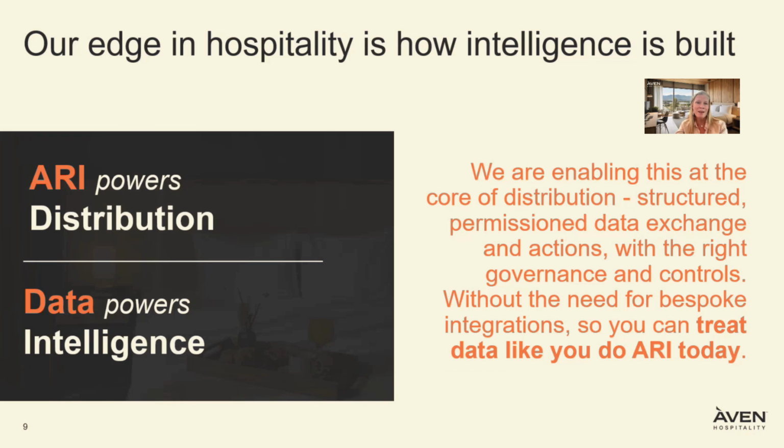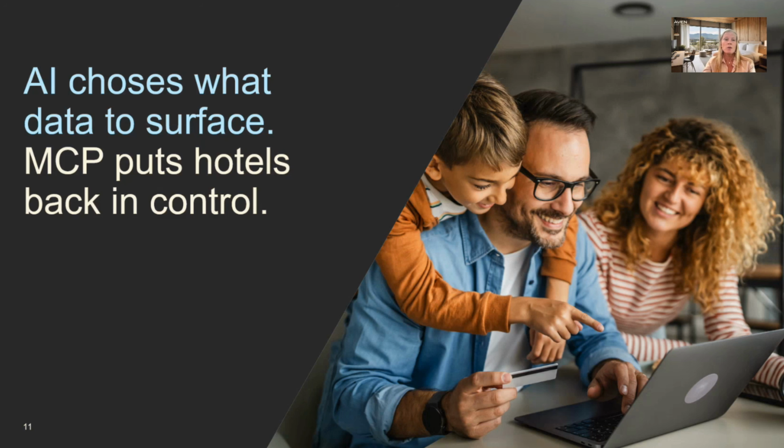If we think about it, ARI powers distribution, data powers intelligence. We want to help you to be able to treat your data the same way you do ARI, with the proper governance and controls in place. So AI chooses what data to surface. That we can't control, but MCP will enable you to be discoverable and bookable, and more importantly, by enabling it within the CRS, put you back in control, and give you the right governance and guardrails to ensure that you know how and where you show up on your terms.